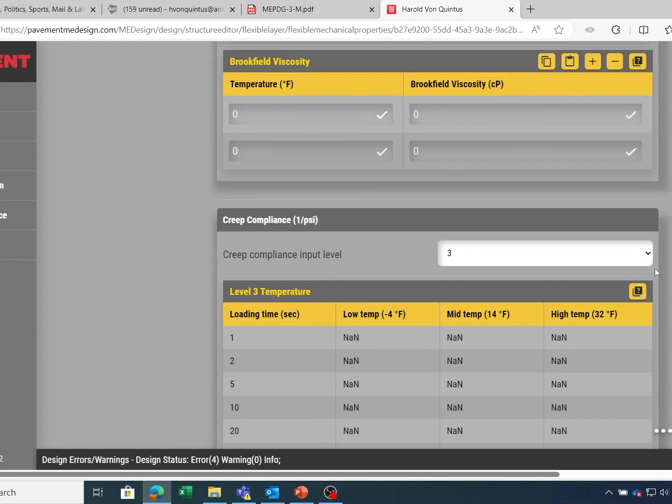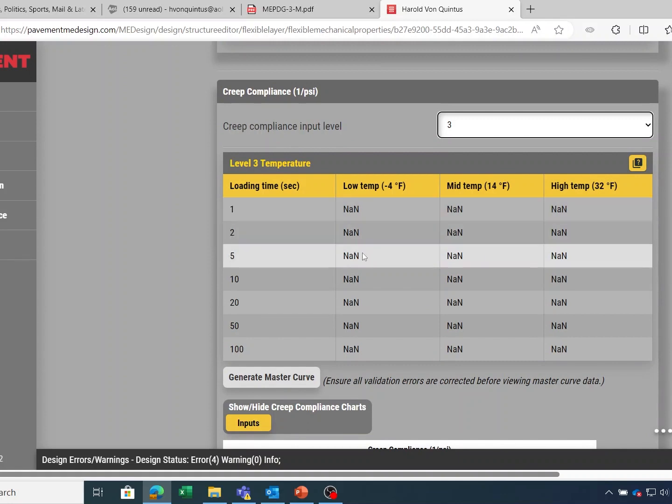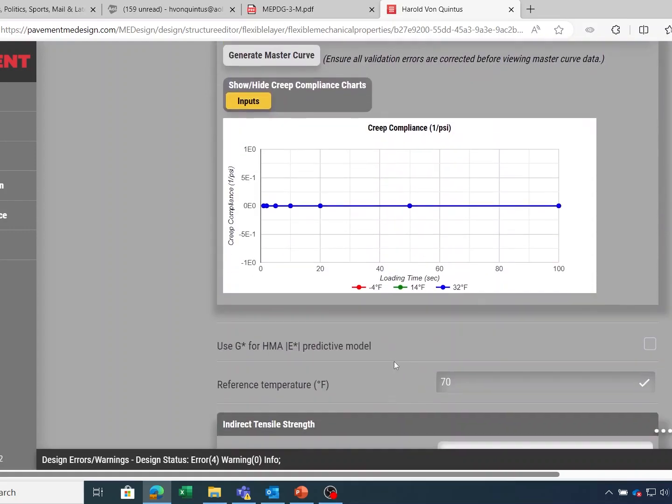So input level 2 for creep compliance, right now there is no input level 2 in the current version, but input level 2 creep compliance will be calculated from the dynamic modulus input level 1 data entered by the user.